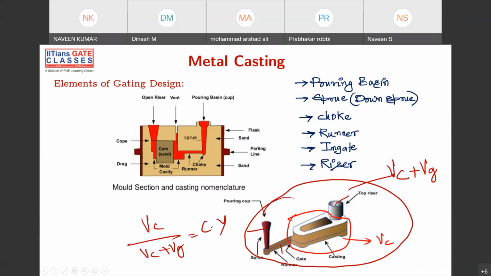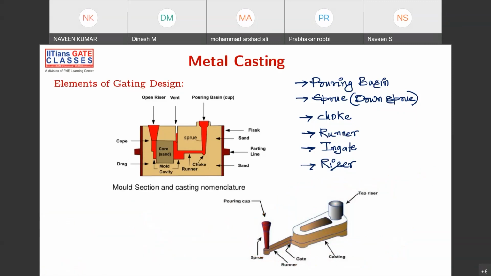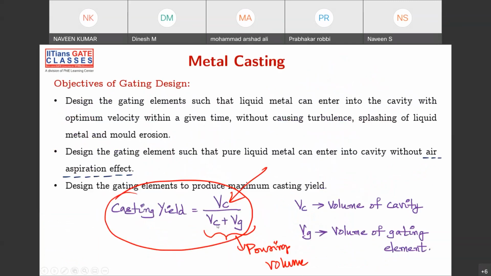Yield in the sense like the profit that you're getting. If your gating elements are more and you're pouring more and more material, but after solidifying you're using only a small amount of it, you have to improve the casting yield. So you have to have very minimal gating elements, as few as possible, and you have to get a good amount of casting for a little amount of material that you're pouring. That is what is called casting yield. Hope you're getting this point. Casting yield is nothing but volume of casting divided by the total amount of material that we are pouring, where VC is volume of the cavity and VG is volume of the gating elements. Okay, fine.